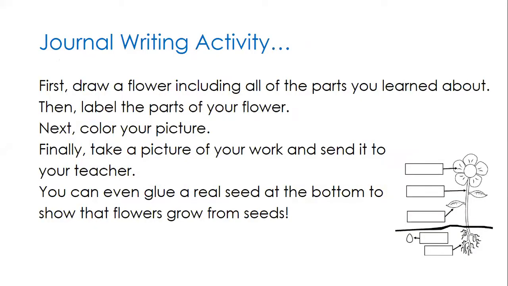And that is our journal writing activity. All right, so first we will draw a flower, including all of the parts you learned about. Okay, so you can make your petals any shape that you would like or any size. Then after you draw your flower, you're going to label the parts of your flower. So just like in my picture here, and just like they did in the video, they had the word and then an arrow pointing to that part.